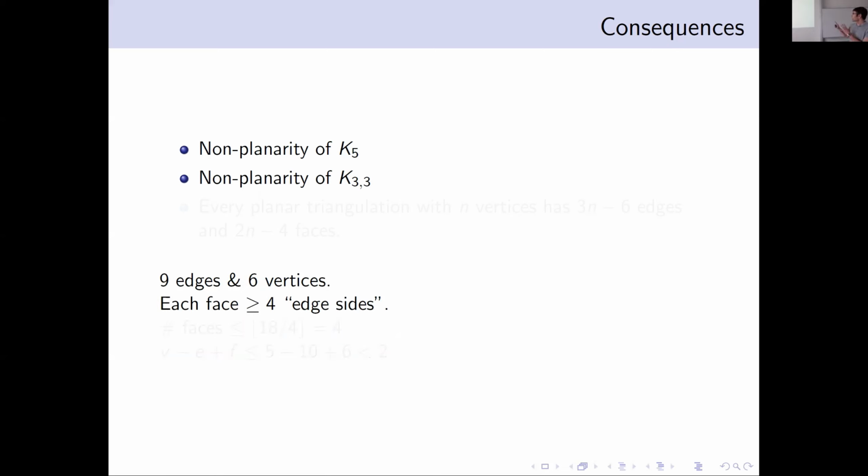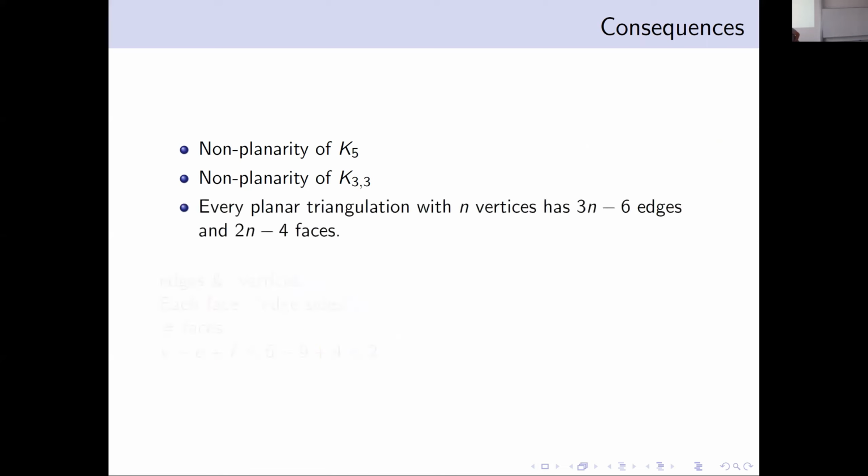And here, because K3,3 is a bipartite graph, it doesn't contain triangles. Therefore, each face has at least 4 edge sides. We do not have triangles in our graph, so we need to have at least 4 edge sides. And therefore, we can do the same calculation as before and obtain the non-planarity of K3,3.